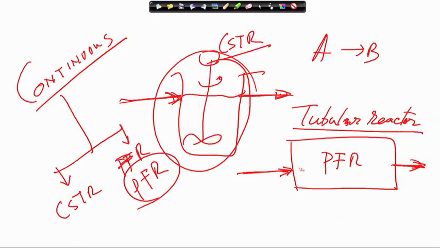So, at one end you are feeding and then you are taking. When liquid flows like this, there should not be any kind of back mixing or axial mixing taking place. There might be radial mixing. Radial mixing is okay, but back mixing does not take place. Here we have back mixing, but here we do not have any back mixing.